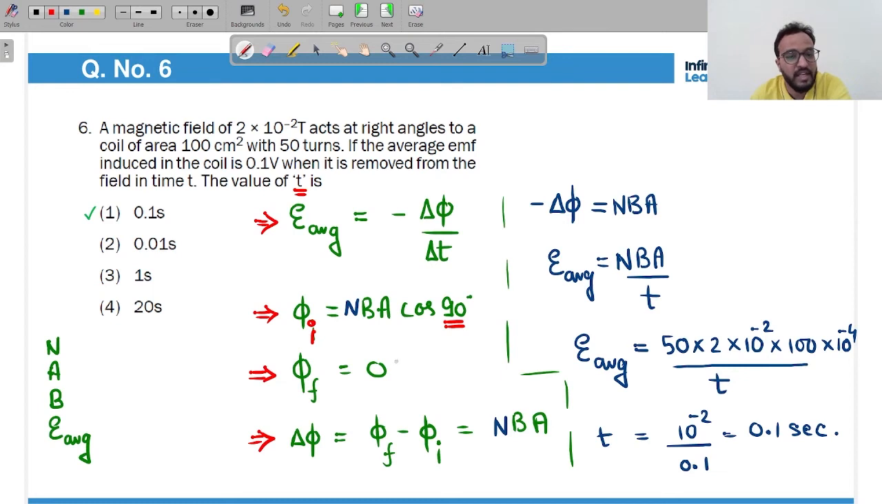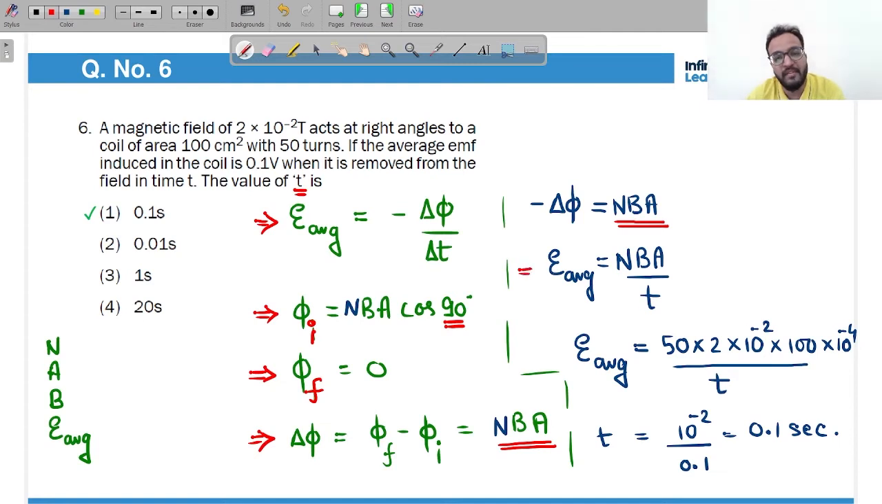Oh sorry, there is no magnetic field here because it has gone out of the coil. I'm very sorry. The coil has gone out of the field, so there are no field lines passing through the coil, so the flux will be 0. So final flux will be 0. So you will say phi f minus phi i is NBA, magnitude wise or whatever it is, right?